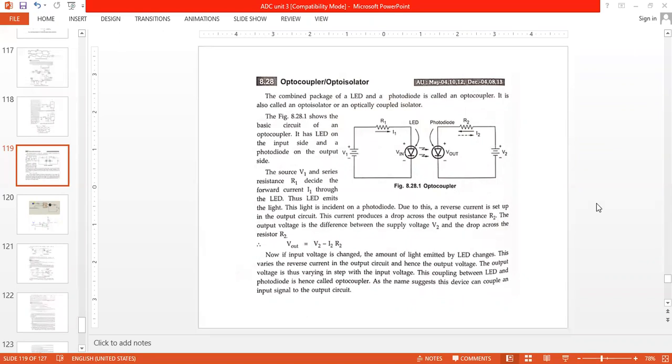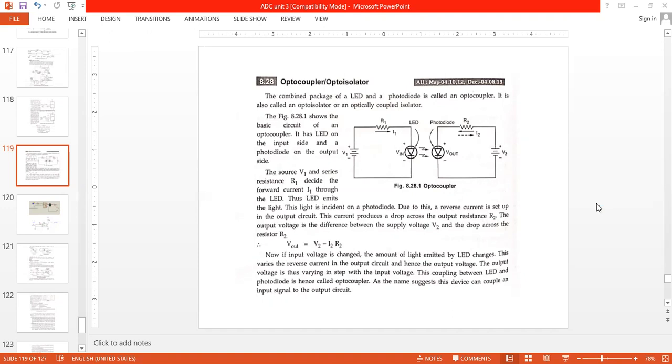So the source V1 and the series resistance R1 decide the forward current I1 through the LED. Thus, the LED emits light. This light is incident on the photodiode, and due to this a reverse current is set up in the output circuit. This current produces a drop across the resistance R2. The output voltage is the difference between the supply voltage V2 and the drop across the resistor R2. That is, Vout is equal to V2 minus I2 into R2.